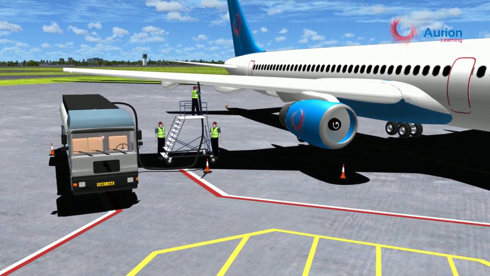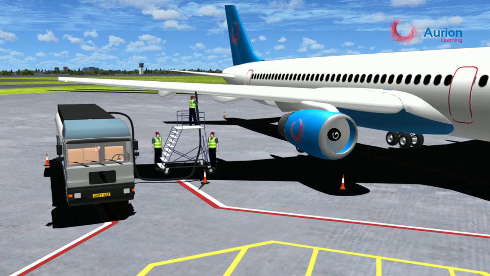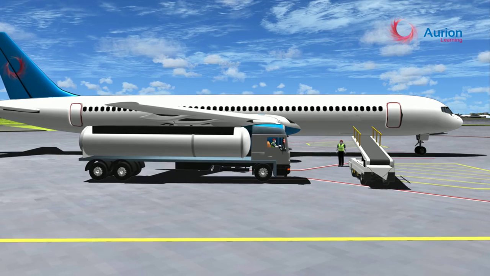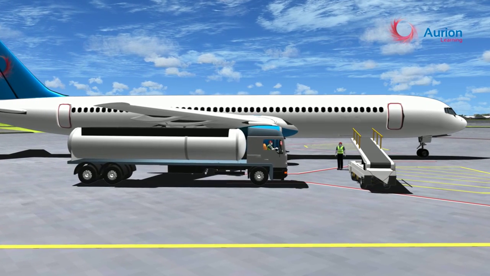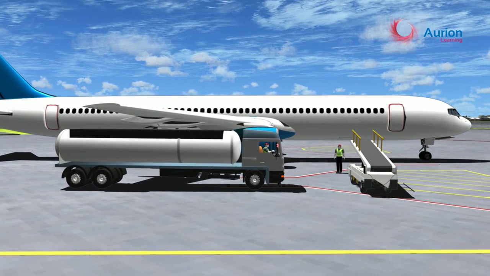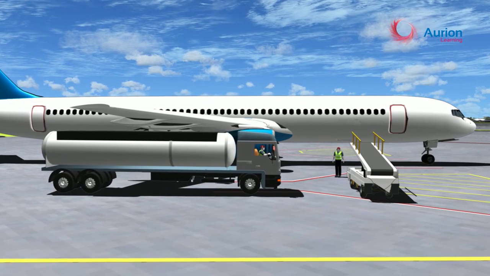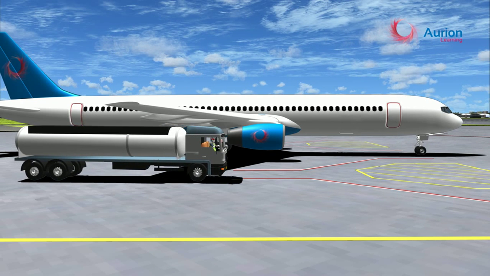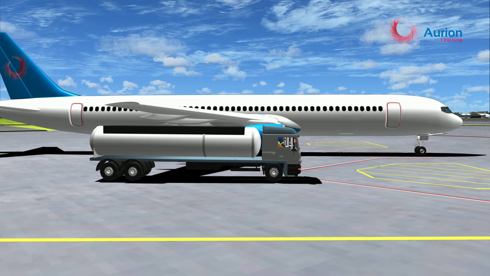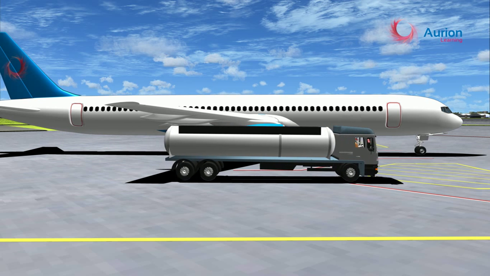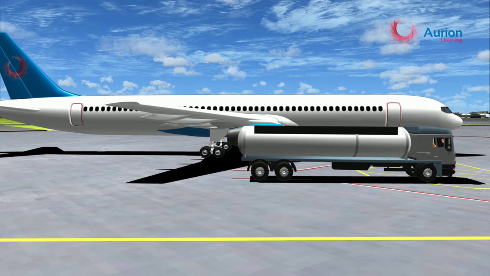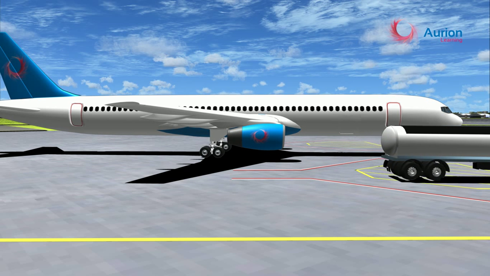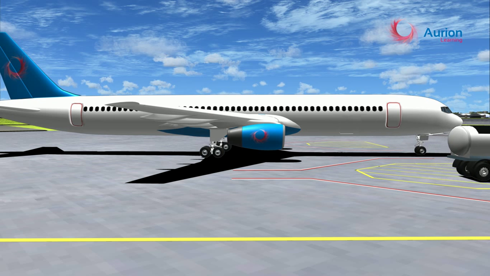The positioning of the fueling vehicle is very important. The vehicle must have a clear escape route. No vehicle or equipment should park or obstruct the fuel vehicle's escape route. The fuel bowser on the aircraft should always have a clear exit without any obstruction, and also the fuel bowser should be aligned in such a way that it has a clear exit in case of any fire or emergency.